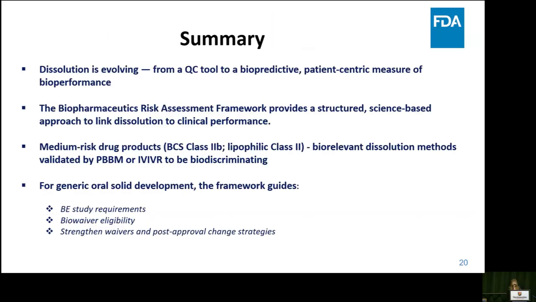So with that, I'd like to provide a very brief summary. Dissolution is evolving from a quality control to a predictive patient-centric measure of bioperformance. The biopharmaceutical risk assessment framework provides a structured science-based approach to link dissolution to clinical performance. And we do see the opportunity, especially for the medium-risk drug products, to work with our industry colleagues on how to apply this framework for generic development.